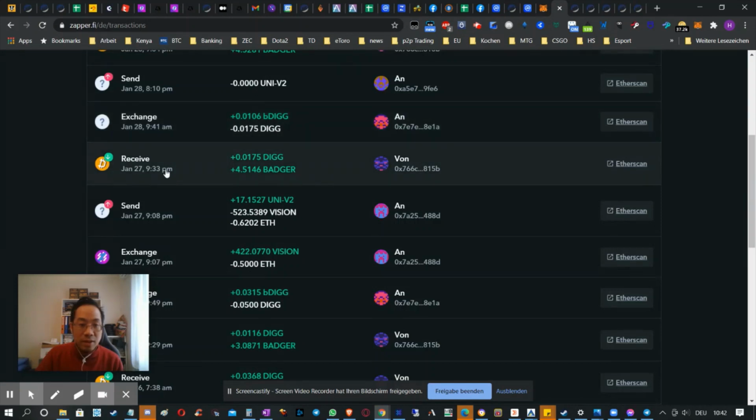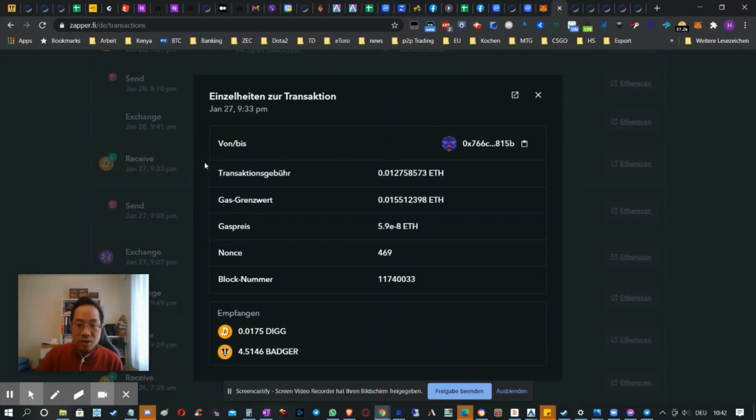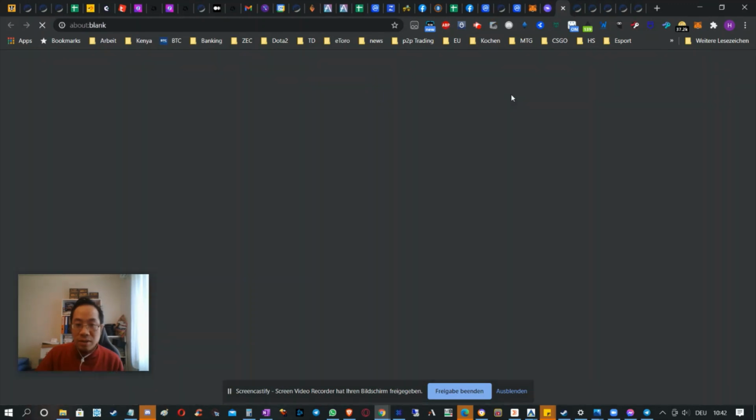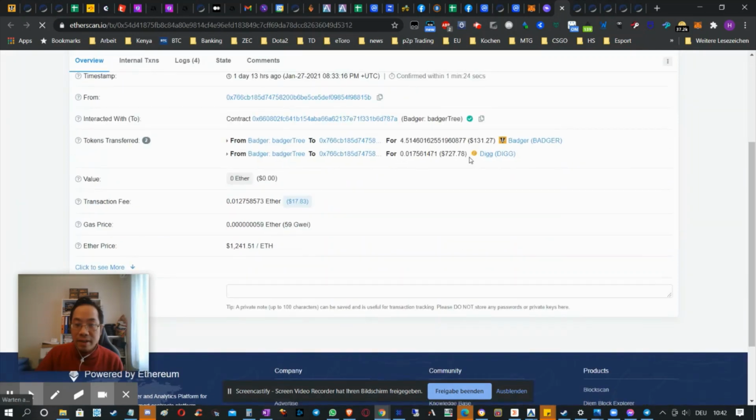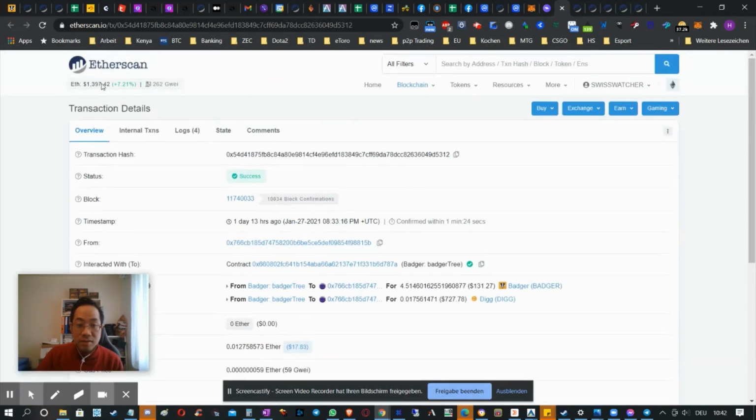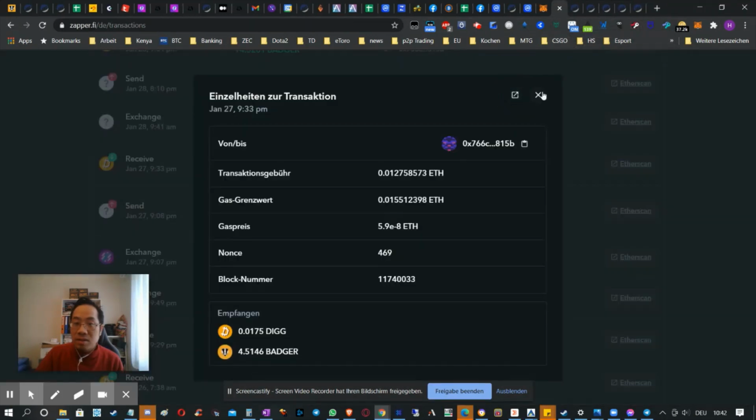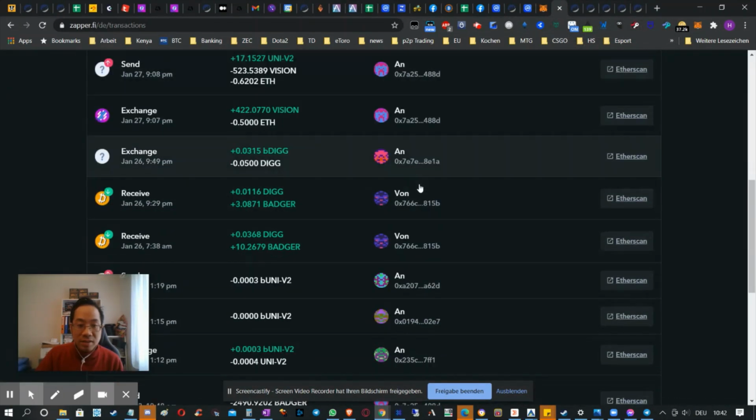So let's go to the 27th. Here on the 27th, I collected at around 9 p.m. Swiss time. Let's open it here. Let's go to Etherscan. And here I've collected 727 and 130. I've collected around $850. That was for the 27th. Let's close it.